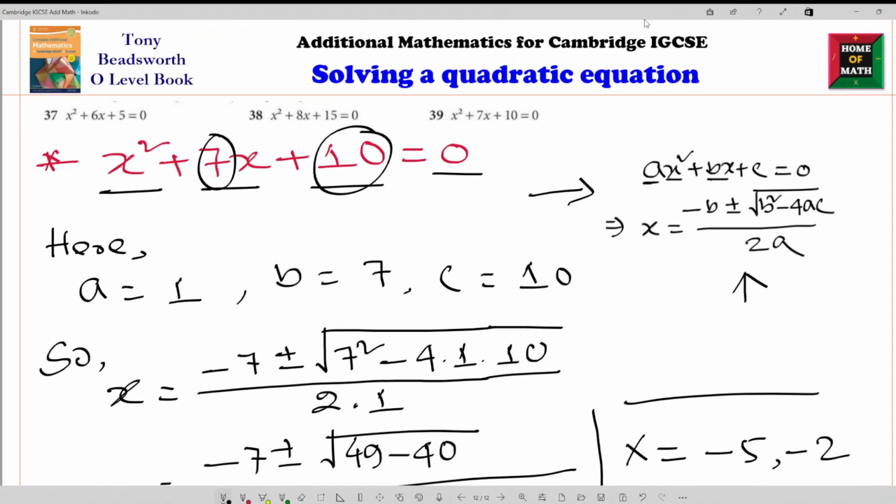I hope you understand these 3 math problems. It's a very important topic for the examination hall based on Cambridge IGCSE and SAT. So solving a quadratic equation is an important part. So we tried 3 math problems based on this formula.